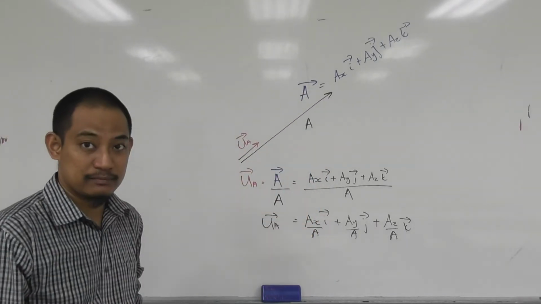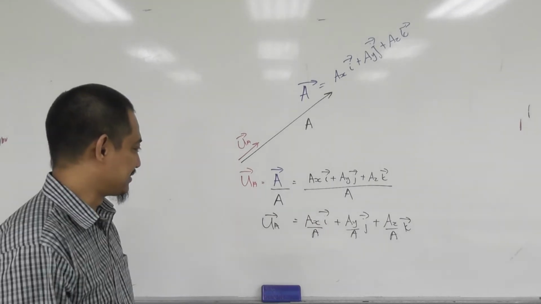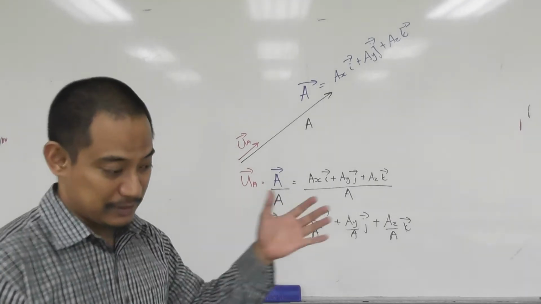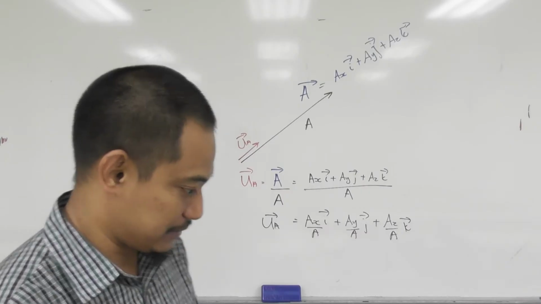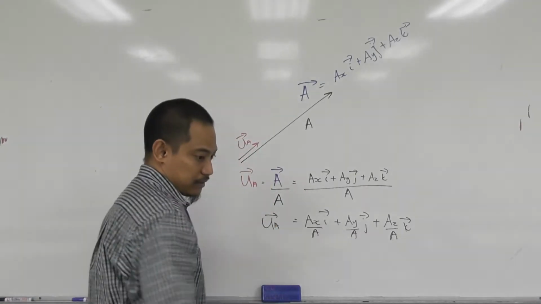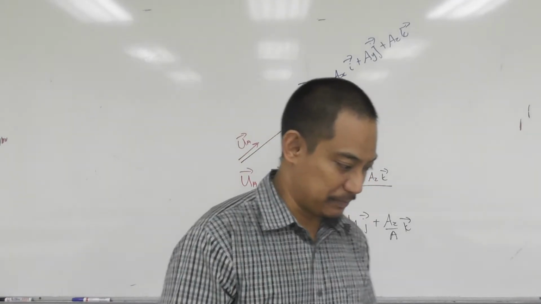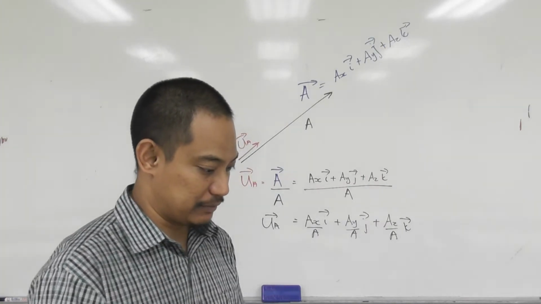Any question? Alright, so hopefully that's how you calculate the unit vector. Now, the next one is Cartesian vector representation if you have 3D and what to do.